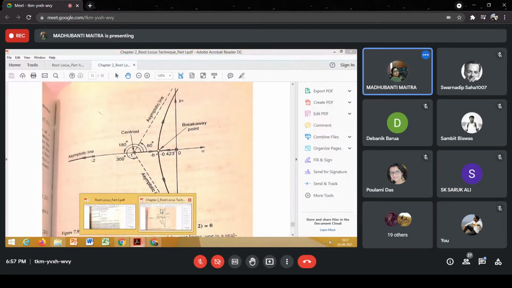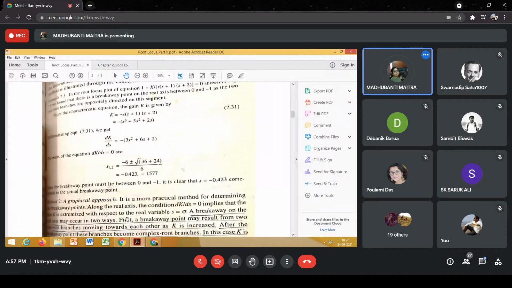Now, just like a real root, a complex conjugate root pair can also have multiplicity of order greater than 1, right? So on the s plane, a complex conjugate root pair with multiplicity greater than 1 can occur. As per definition, in that case the breakaway point will be a complex conjugate pair. Clear?